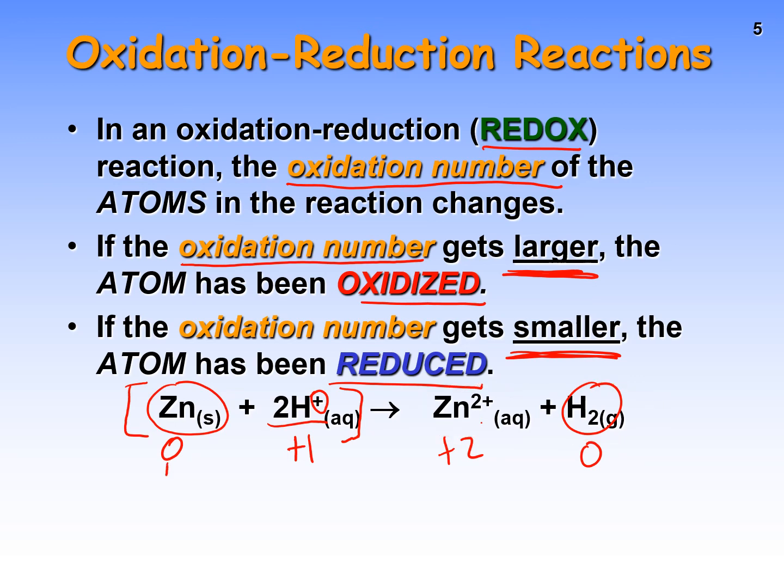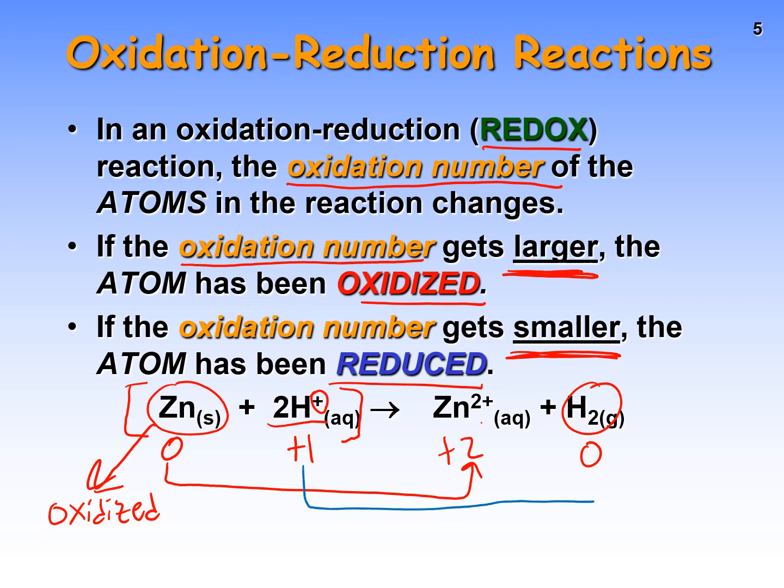Now, I can tell that Zn's oxidation number went from 0 to 2+. This tells me that Zn was oxidized. At the same time, H+ went from +1 to 0. That's a reduction, so H+ was reduced. And again, this should all be reviewed from Chem 1A.